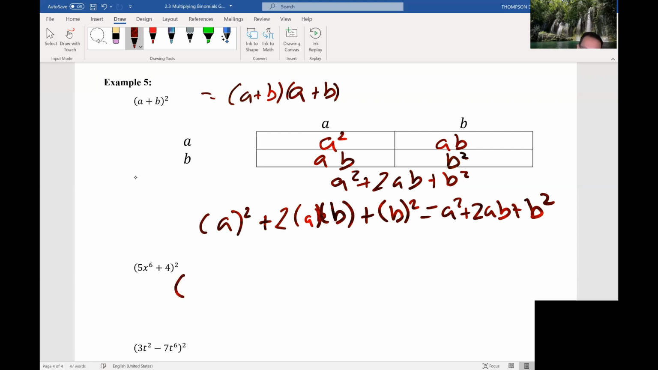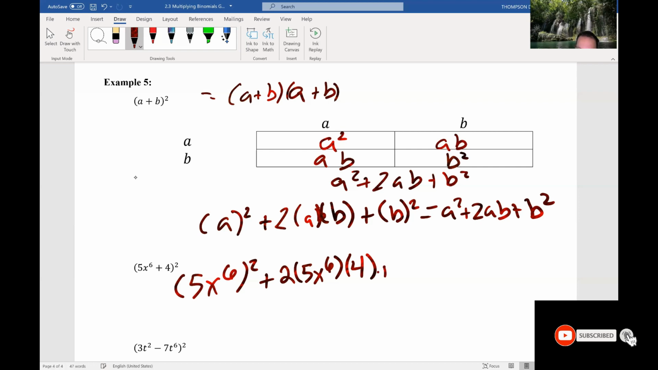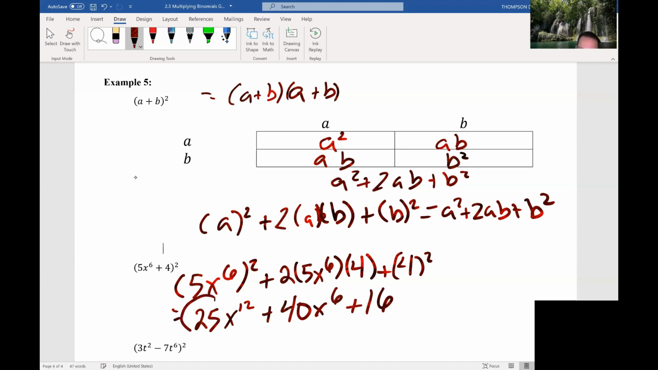So we have 5x to the 6 squared, plus 2 times 5x to the 6 times 4. So 2 times the first term times the last term, plus 4 quantity squared. So 5 squared is going to be 25. X to the 6 squared is going to be x to the 12. 6 times 2 is 12. Plus 2 times 5 times 4. So 2 times 5 is 10, times 4 is 40. X to the 6, and then 4 squared is 16. And we are done.